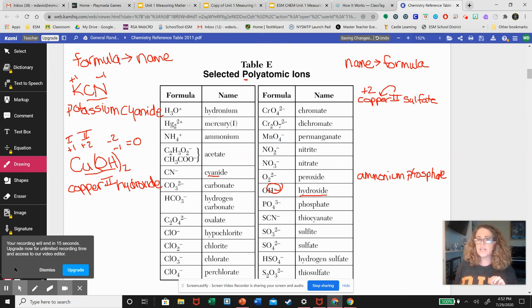So when I do this, I do symbols, copper, and now I do the sulfate, which is SO4, right? I find that right over there on the table, put my polyatomic ion in parentheses. So copper +2, and then the SO4.